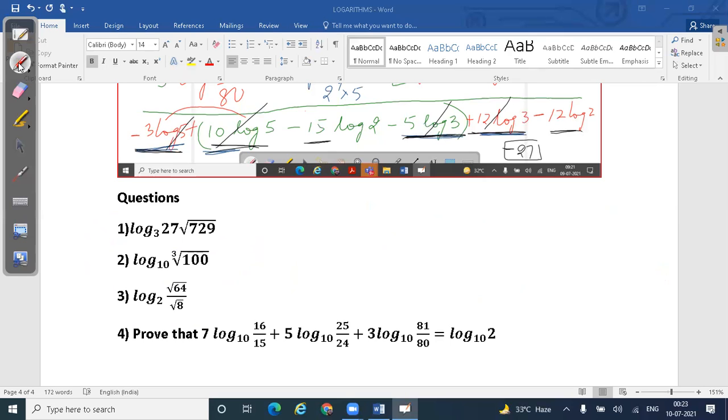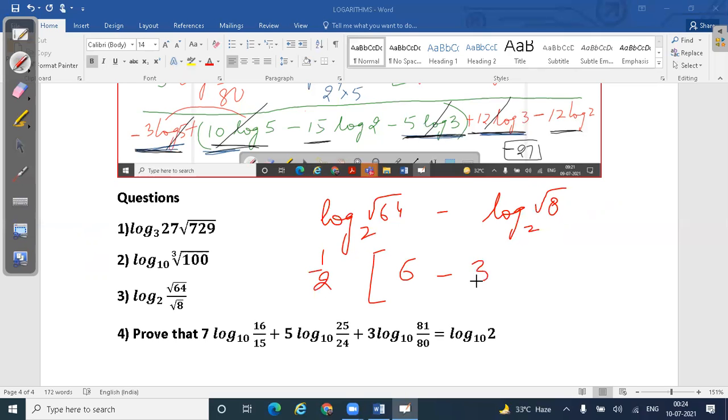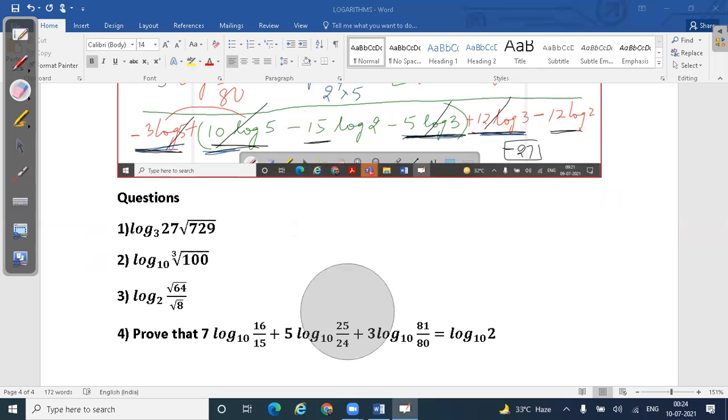So basically, I can write it down as log of root of 64 minus log of root of 8 to the base 2. I can take half outside. 64 is nothing but 2 raised to the power 6, so what comes out is just a 6. What comes out here is just a 3. So my answer is 3 divided by 2. You can pause the video and try it on your own. It's not going to be as difficult.